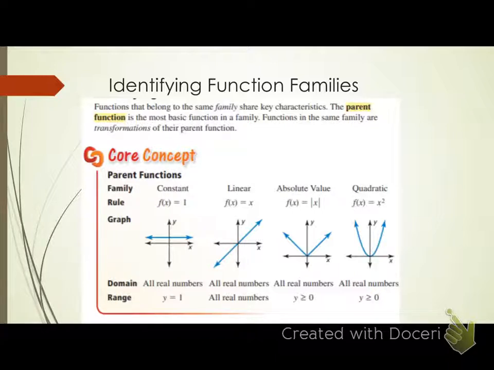And the last family graph, the parent function we're going to talk about, is quadratics. f of x equals x squared is my parent function for my quadratics. This is called a parabola. Anytime you see any form of parabola, it's going to be in the quadratic family. Any other type of these graphs, that's what we'd call a transformation of these parent functions.